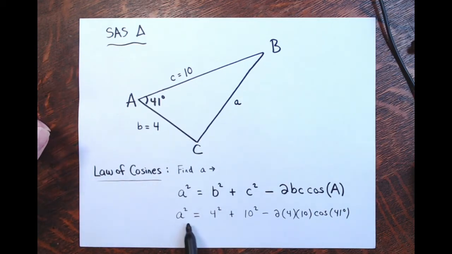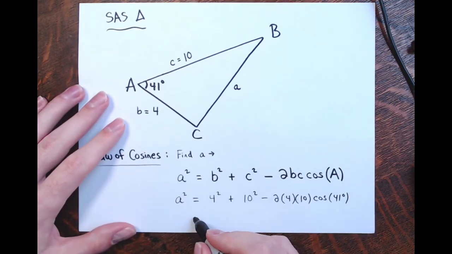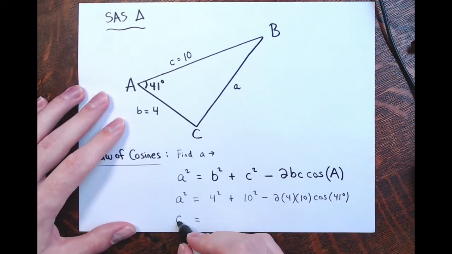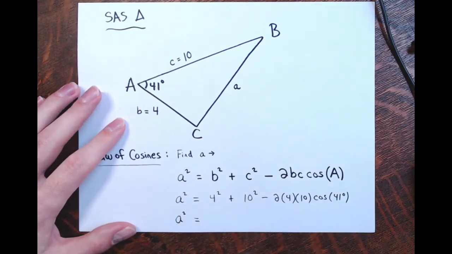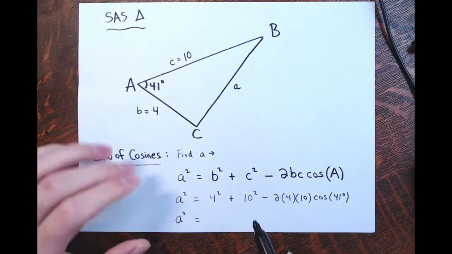Alright, and so notice I have everything but little a. Putting some stuff together over here. Now you can actually just type all this in on your calculator. Just make sure you're in degree mode because my angle's in degrees. But I'm going to put some stuff together here.